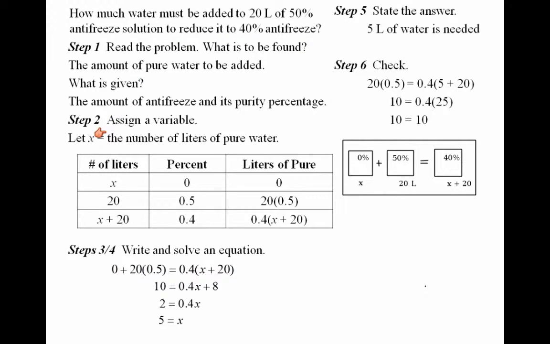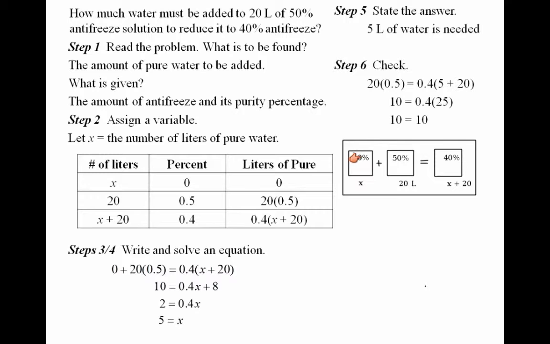How much water must be added to 20 liters of 50% antifreeze solution to reduce it to 40% antifreeze? So in this case, I'm going to let x equal the amount in liters of pure water. And here I showed the illustration using the box like I showed last time. Here x would be the amount of pure water added. Of course, there's no antifreeze in pure water, so 0% antifreeze in x, plus you want to add it to 20 liters of 50% solution. You ultimately get 40% out of that. Remember, the amount is x plus 20 total.